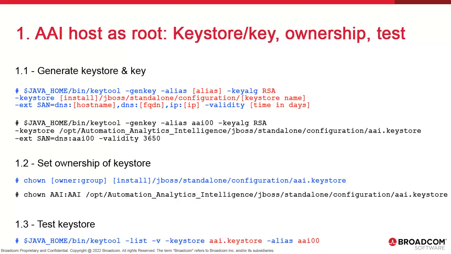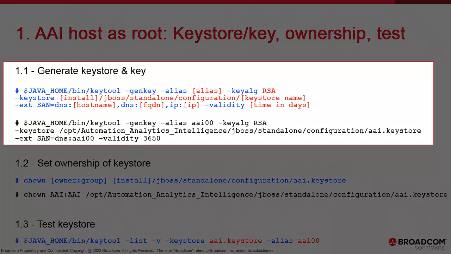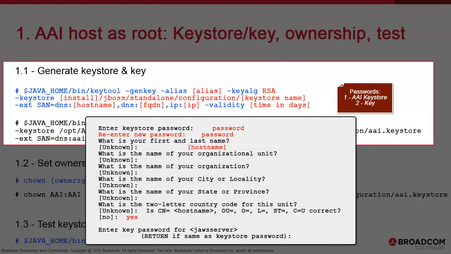We start as root on the AAI host. We create a key store using Java's key tool, a certificate and the associated key with the recommended elements: alias, algorithm, name of the key store file, the fully qualified name, and validity. We'll be prompted for the key store password twice, as it's not typed out for security reasons. In our course, new passwords are shown in red boxes. If another password is needed, we'll show it in a blue box.